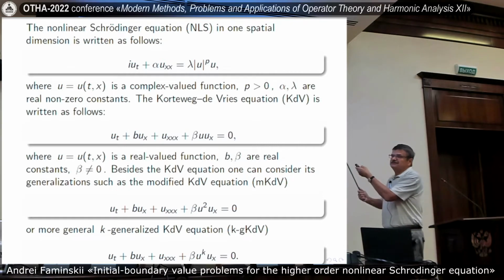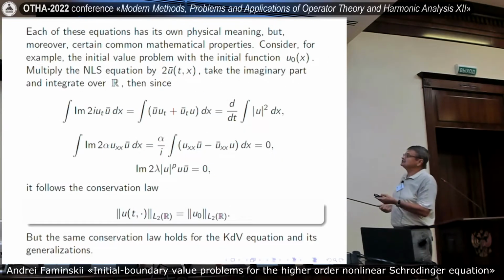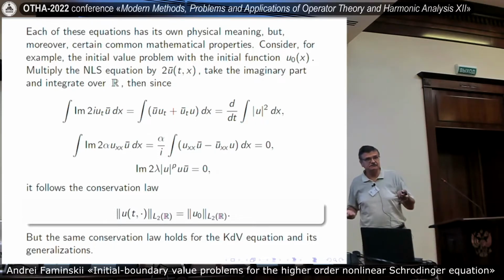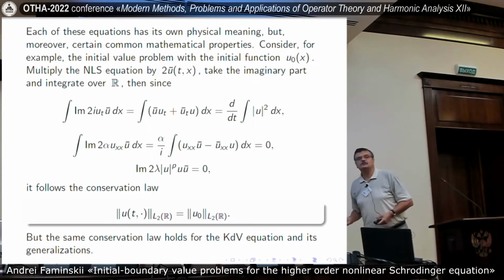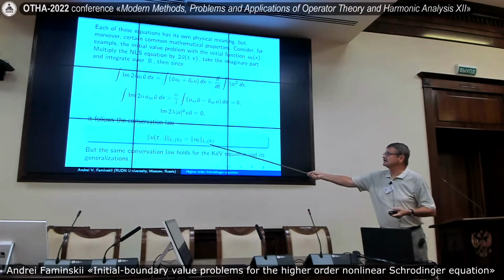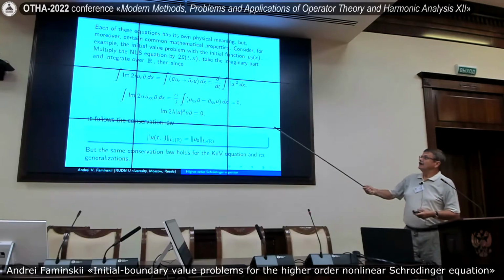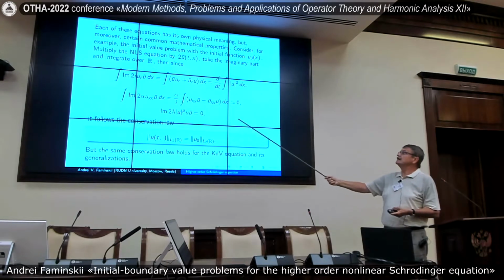So we have two different equations, and from the first sight they have nothing in common. However, certain mathematical properties are similar. For example, for these equations, if we consider the initial value problem, then the L2 norm is preserved. For the nonlinear Schrodinger equation, it is proved in the following way.